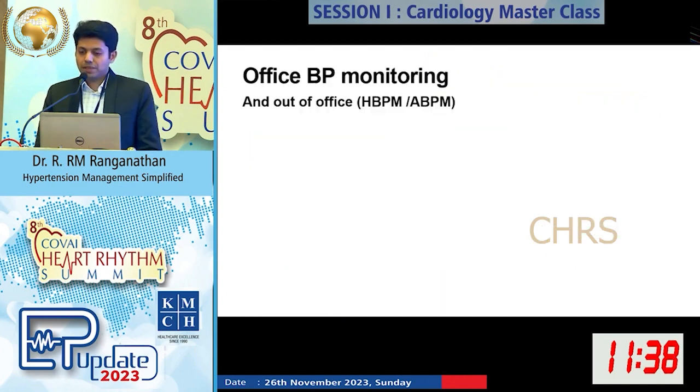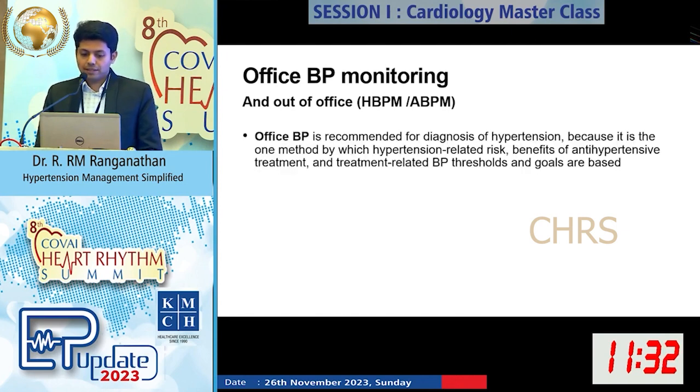So what blood pressure do we use to diagnose hypertension and to initiate therapy? According to the guidelines, it is the office blood pressure that is recommended for diagnosis of hypertension because all the studies, the hypertension related risk assessment, benefits of therapy, treatment thresholds and goals are all based on office BP recordings. But that doesn't mean out of office BP measurements, like the ones we use with home BP monitoring and ambulatory BP monitoring, are not important.